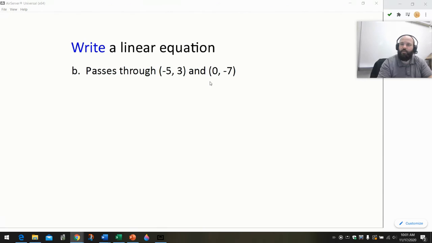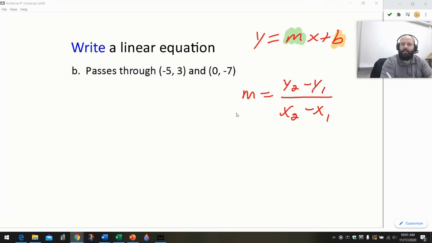So we're going to try another one of these. That probably was a little bit confusing just because there's a lot of work that is required with these. So once again, I'm going to write y equals mx plus b. We are looking to find the m, and we want to find b. I'm going to start out by finding m by writing the equation for slope, which is y2 minus y1 over x2 minus x1.